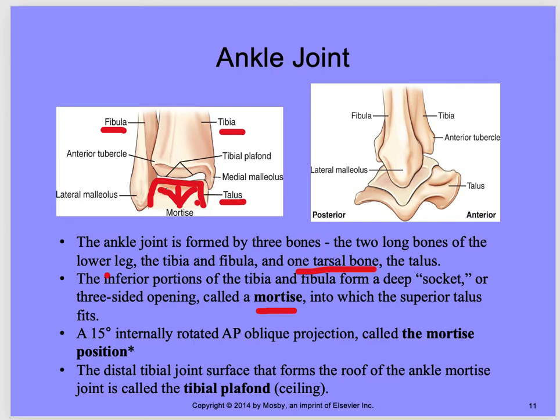So that superior talus right here, your tibia and fibula fit onto it, form the mortise joint, and then keep in mind on that tibia, there is a tibial plafond, okay? So in this joint space is the mortise joint, and then right here, you've got that tibial plafond that also sits on top of that joint space. And then a 15-degree internally rotated oblique projection called the mortise position is how you're going to image that mortise joint. So 15 degrees internally rotated, you're rotating the foot and the entire leg, not just the foot, 15 degrees to image that mortise joint.